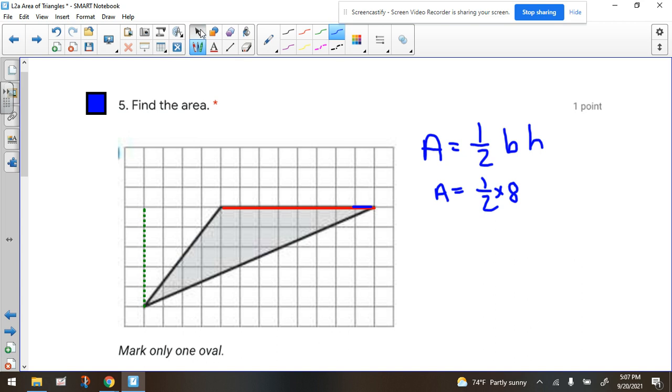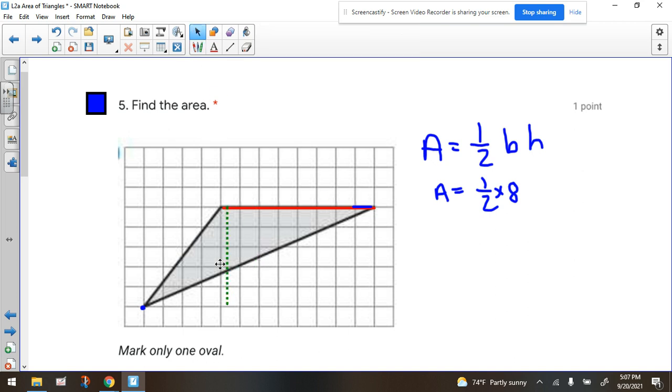So the height has to be perpendicular to the base. So I have this green line here that forms that 90-degree angle. But how do we know how far to go? The answer to the question, how far out does it need to go? You need to find that vertex, which is right here. That's the farthest away from the line you're calling the base.